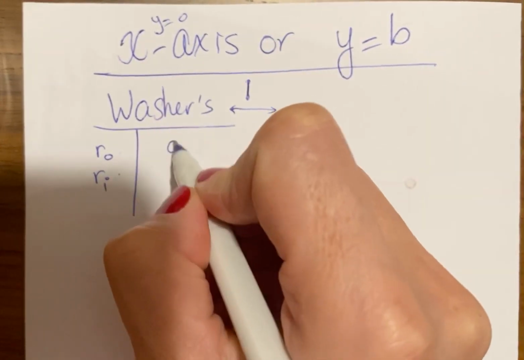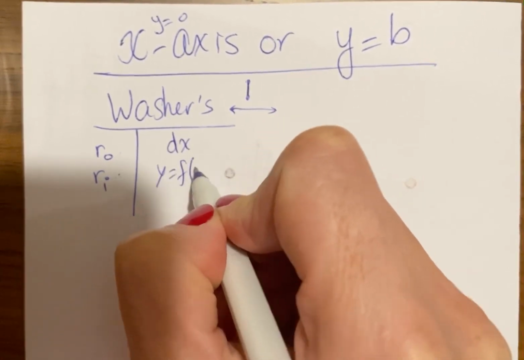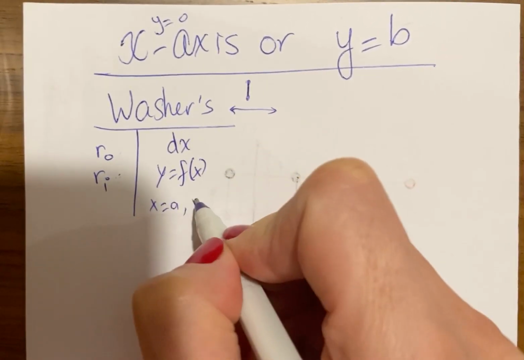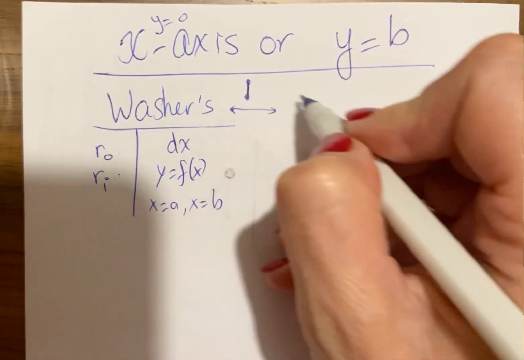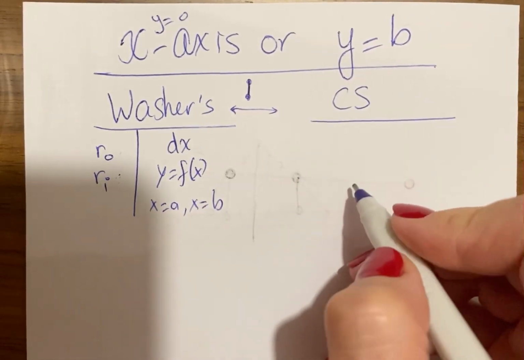Washer's method, it's dx. Meaning functions should be functions of x. Limits should be limits of x. And the line you draw is a vertical line. In cylindrical shells, it's the other way around.